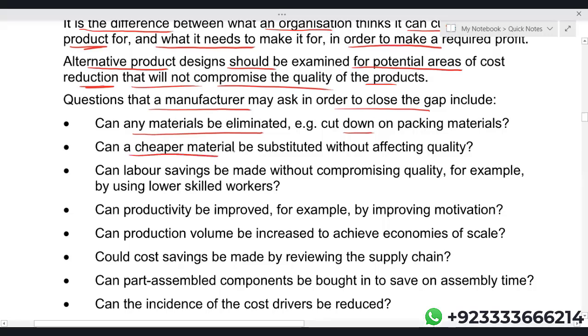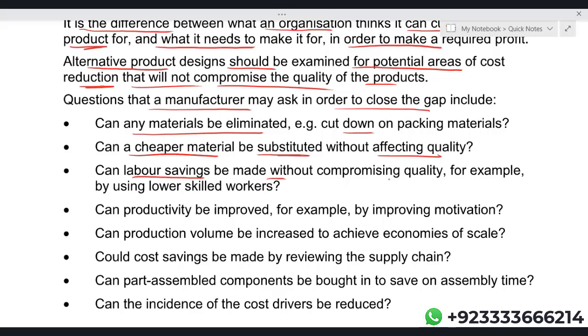Can a cheaper material be substituted without affecting what? Quality. That is important, because if you compromise on quality, you won't be able to sell the product. Then what is the point of manufacturing the product at target cost? So, can a cheaper material be substituted without affecting quality? Can labor savings be made without, what are we discussing? We are discussing the strategies to reduce the cost gap.